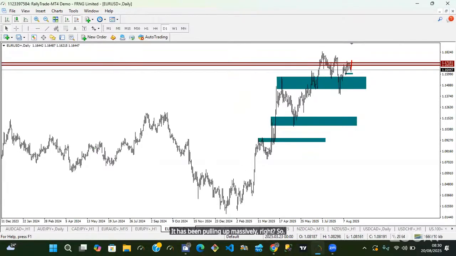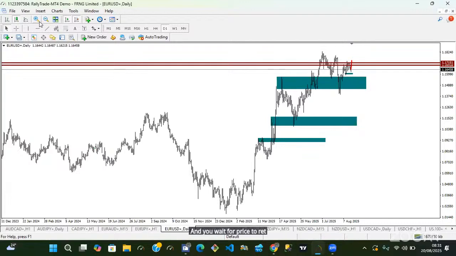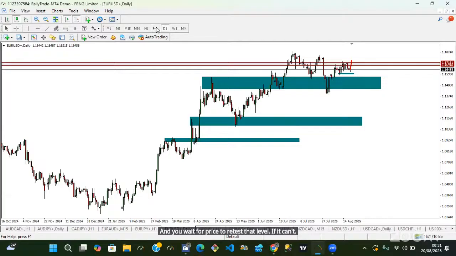So as it's pulling up massively, we are just looking for areas where we can actually buy. And where you can buy is where you look out for where price has broken out from, and you wait for price to retest that level. If it can, then you have a good trade. Sometimes it might not retest that level, but more often than not, it does retest that level. When it does retest the level, that is where you have a good trade. And when you have a good trade, the trade will last for days, possibly weeks.